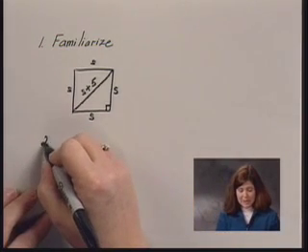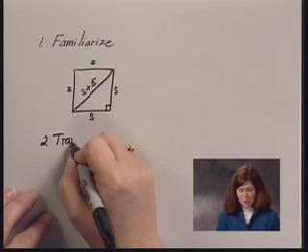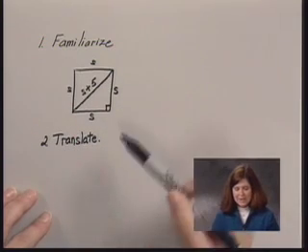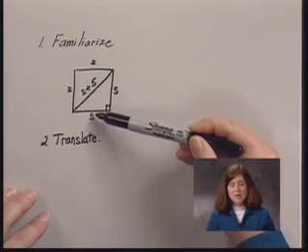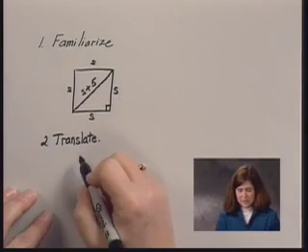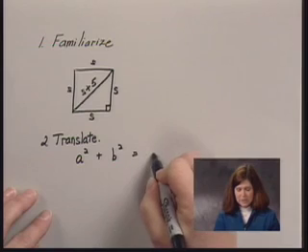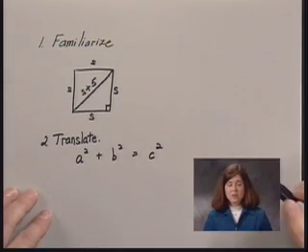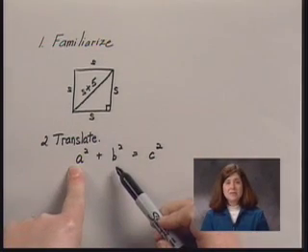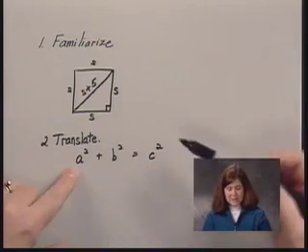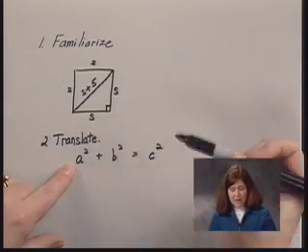When we translate to an equation, we're going to use the Pythagorean equation that says a squared plus b squared equals c squared. This is true for any right triangle. A and b are the legs of the right triangle, and c is the hypotenuse. Well, in this case, a and b have length s.